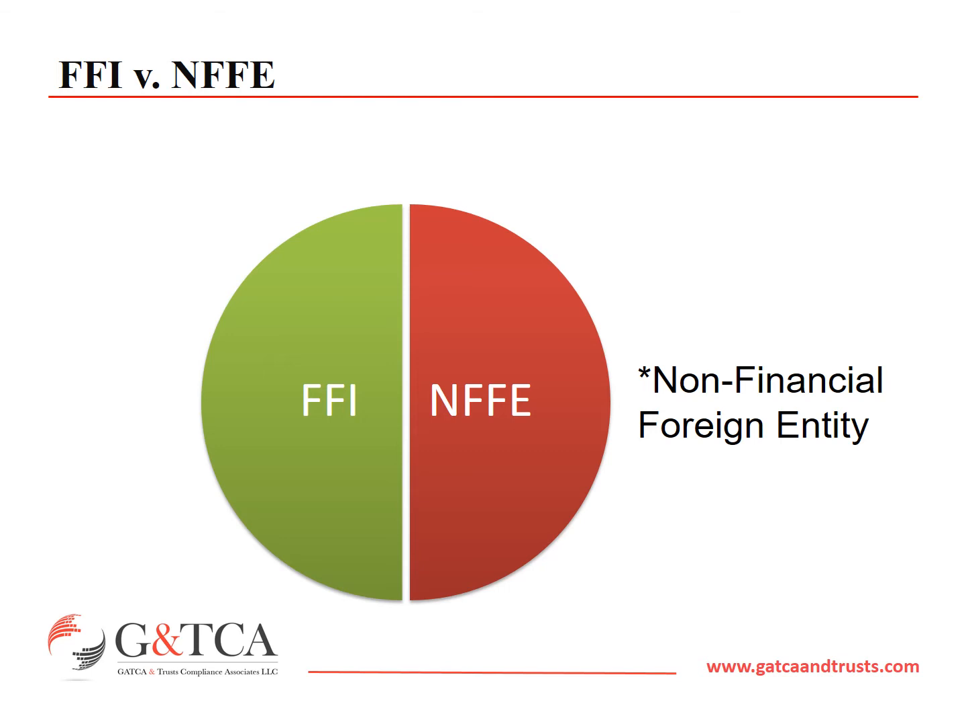The way this works is that FATCA defines FFIs, and there are several categories. If a non-US entity meets any one of the definitions, it is an FFI. FATCA then goes on to say, any non-US entity that is not an FFI is an NFFE. That's why the categories are all-encompassing and mutually exclusive.